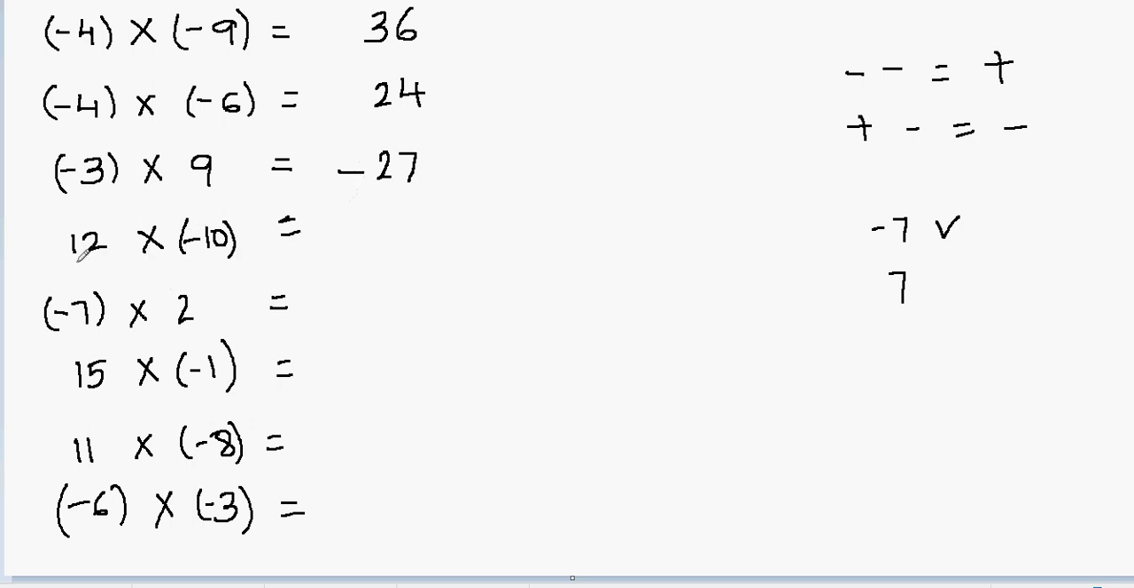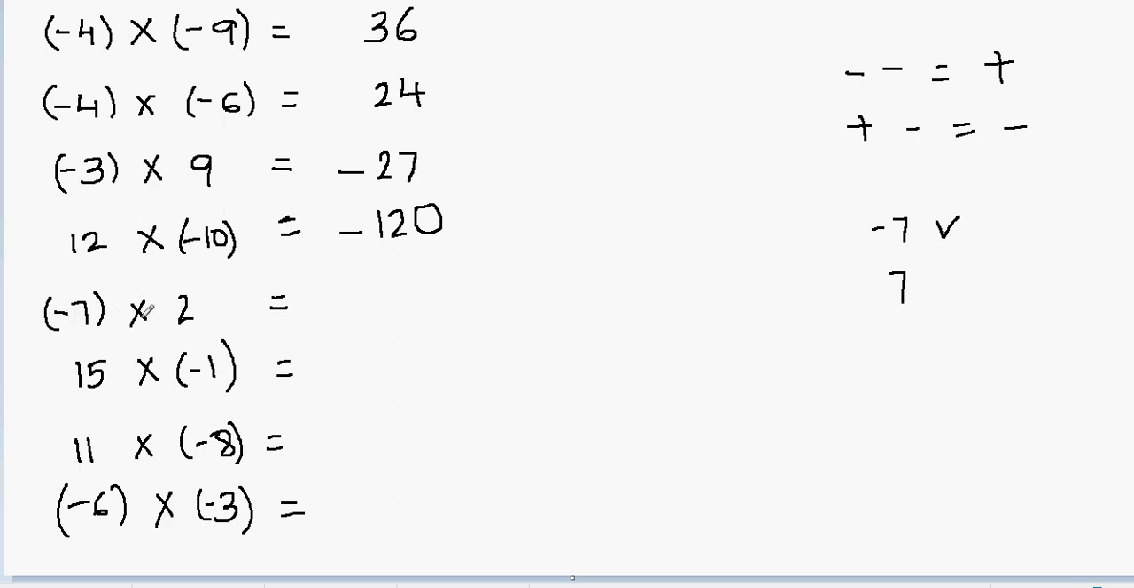Now next example, 12 times negative 10. First thing is you ignore the sign and just multiply the numbers. 12 times 10 will give me 120. And then I have to look at the sign. This is a positive integer, this is a negative integer. The product of a positive and a negative integer will always be negative. So I'll put the negative sign in front of my answer.